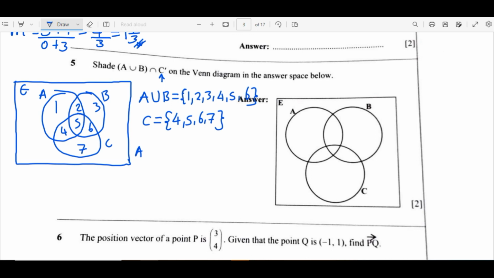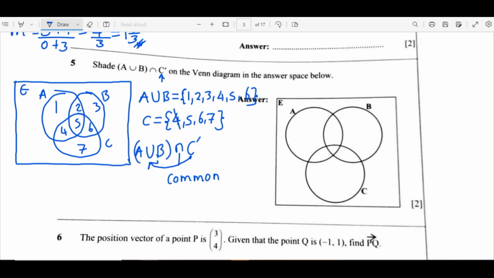So the question is A union B intersecting C complement. So we want the element C in A union B except C, because if you look at the intersection is something that is common. So the elements in C, including those that are common in A union B, must not be part of the answer. So let's look at that.